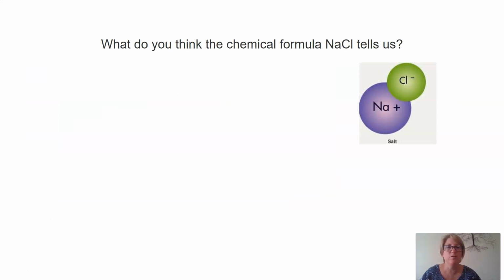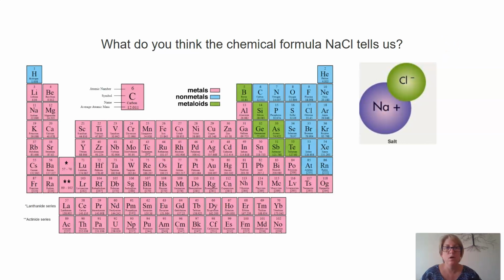What do you think the chemical formula NaCl tells us? And what I've done is I've put a diagram in for you to have a look at. So you can build this model now quickly. Remember to use 2 different colors, one color for Na and a different color for Cl. So let's now link this up with the periodic table. We need Na and we need Cl. And in this diagram, there is only one atom of Na and one atom of Cl that chemically bind together.